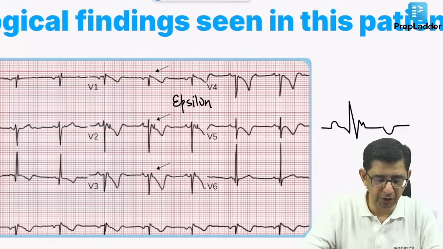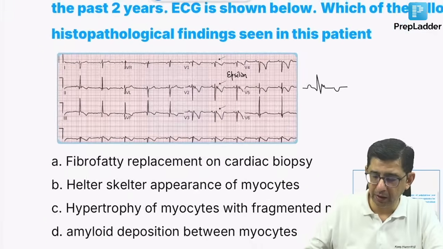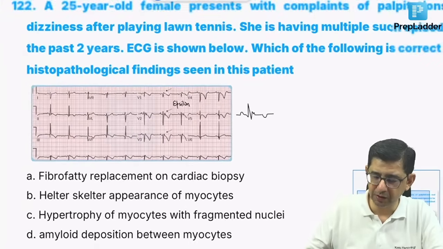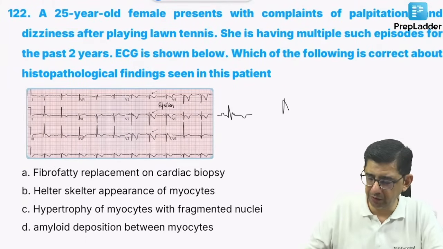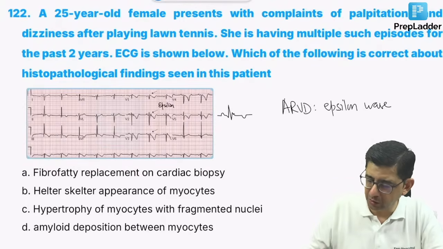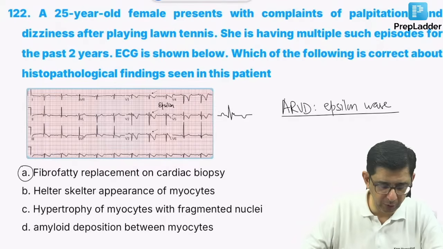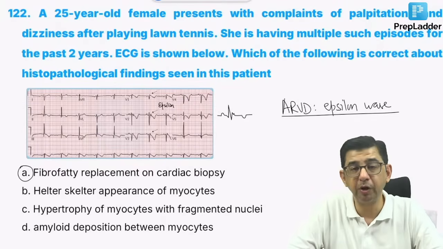seen in arrhythmogenic right ventricular dysplasia. And because the name itself is self-explanatory, that there is ARVD, arrhythmogenic right ventricular dysplasia with the epsilon wave, we have to select the correct option as option number A in this case. That would be fibrofatty replacement on a cardiac biopsy.